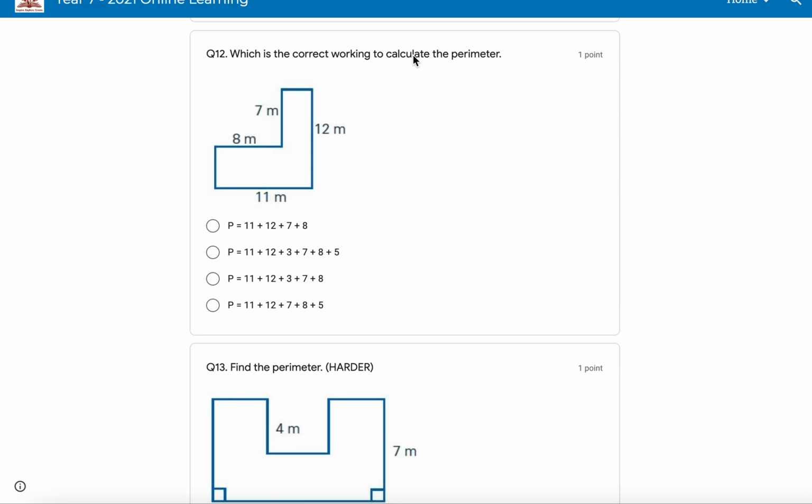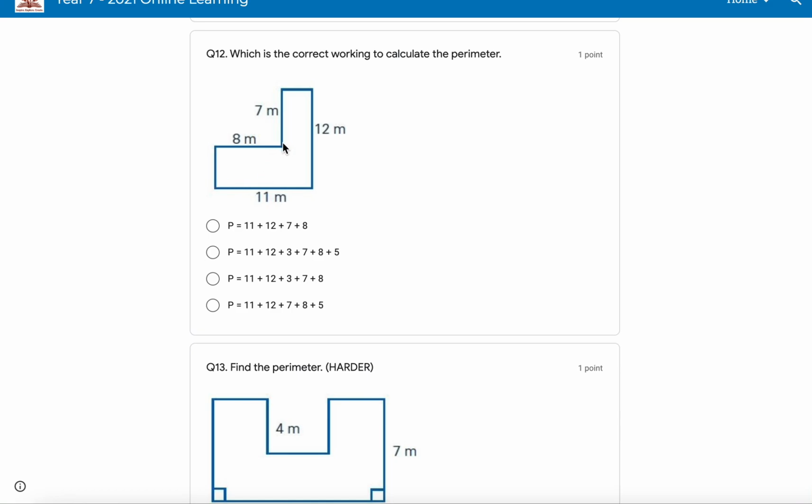So before we calculate the perimeter, we need to work out what all of our side lengths are. So we need to know what these unknown sides are. And again, we're just going to use opposite sides of a rectangle. So we're going to look at the parallel sides in this shape. So if we wanted to find this side here, let's look at the sides that are parallel to that.